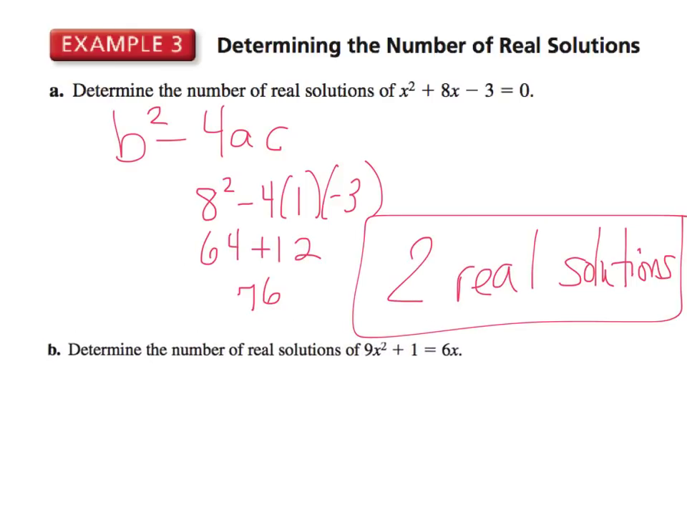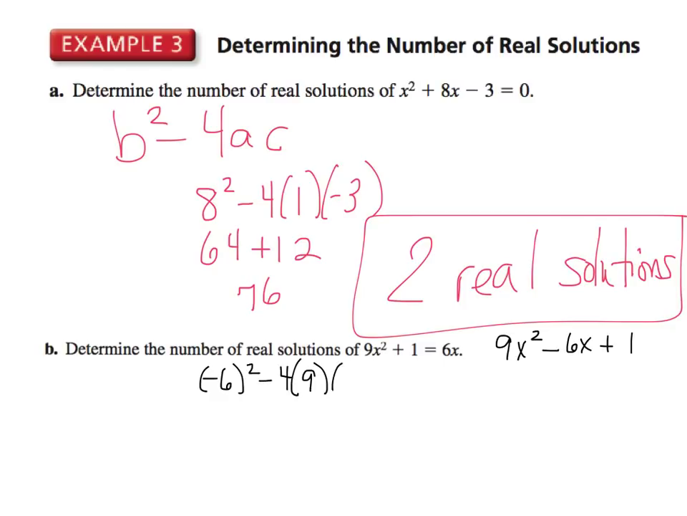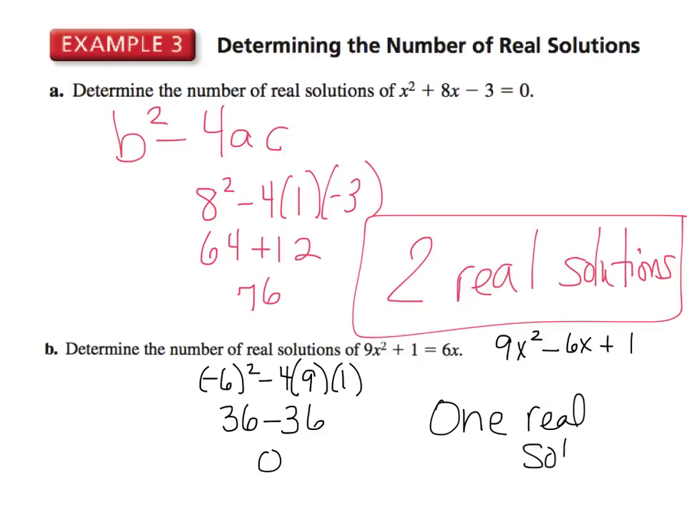So the next one we're going to determine is 9x squared plus 1 equals 6x. Step 1, we have to get it in standard form. 9x squared minus 6x plus 1. I plug it in. b squared minus 4ac. That gives me 36 minus 36, which is 0. This gives me 1 real solution, which means you'd have 1 x-intercept.